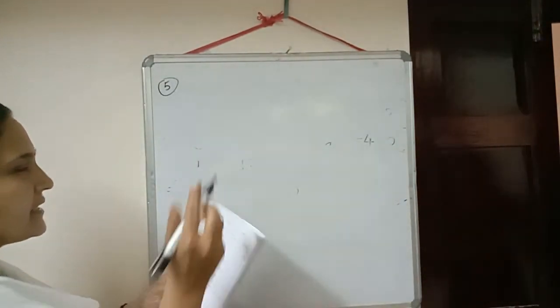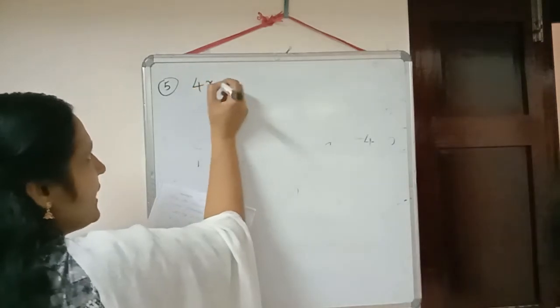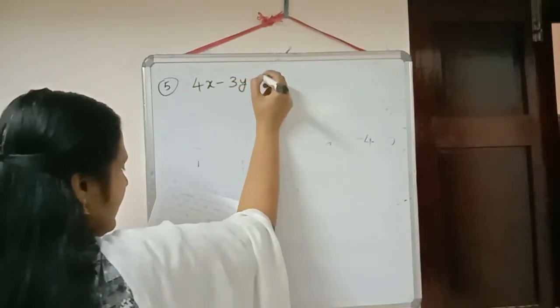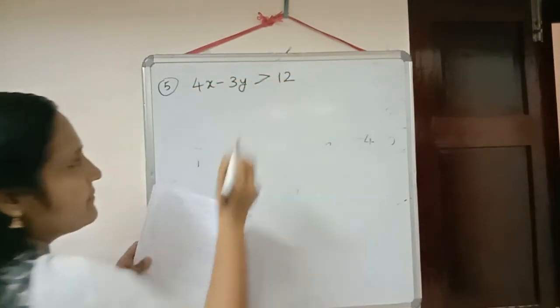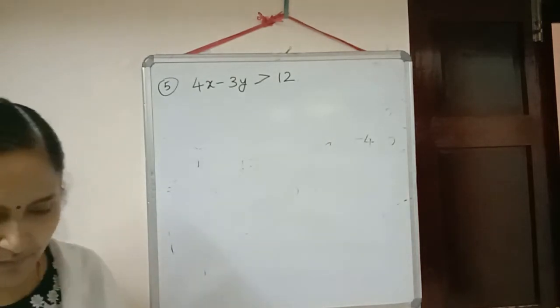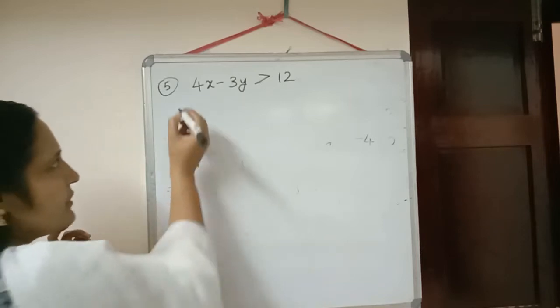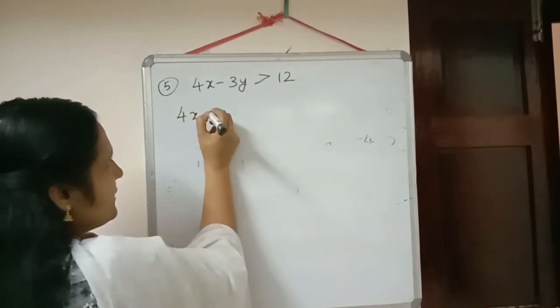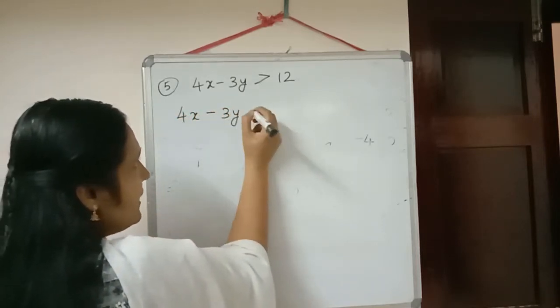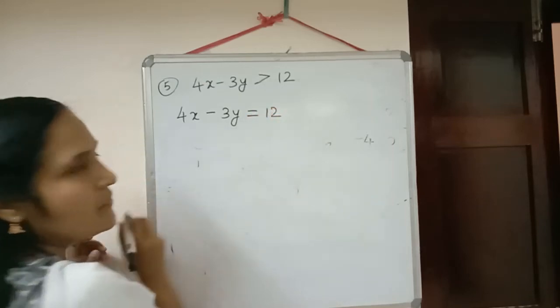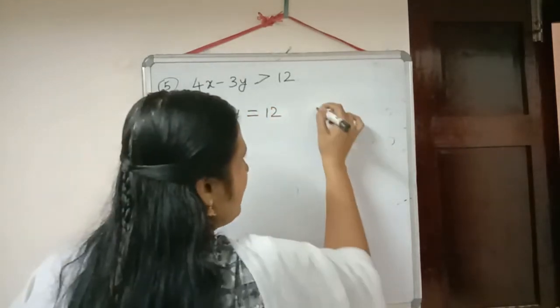Next one is 4x minus 3y greater than 12. Next question, 4x minus 3y greater than 12. Again, first convert into equality: 4x minus 3y equal to 12. Now we'll find out the points.